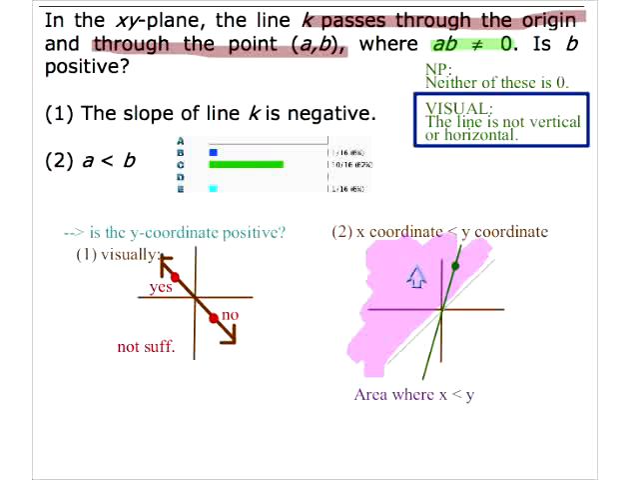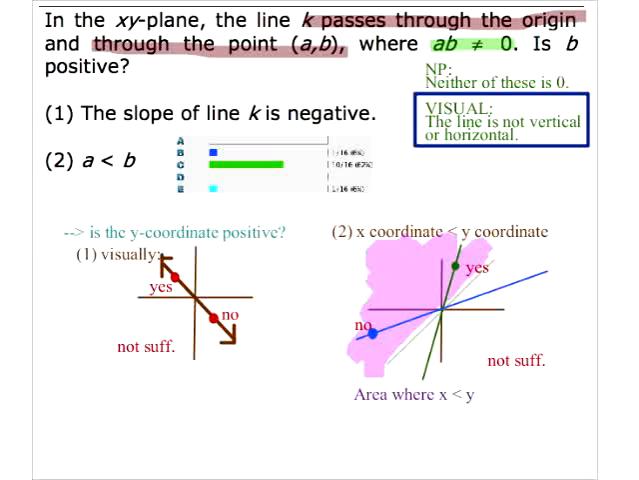This would be a point satisfying statement 2 with B positive. And then here's a line. Here's another point satisfying statement 2. This time it's negative. So this is a yes to the question, but this is a no to the question. So that's also not sufficient. Questions about that?